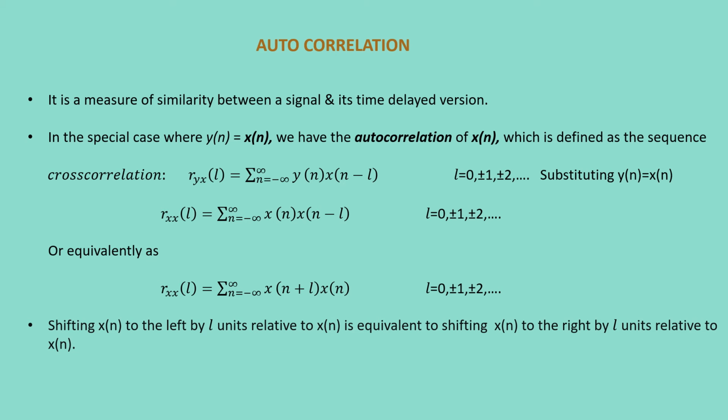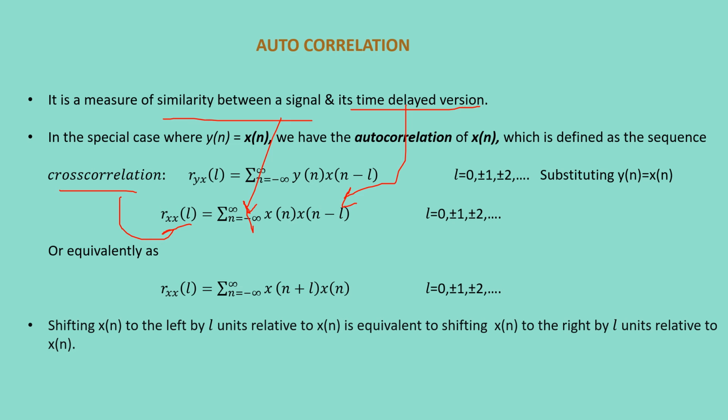Let us dive into another type of correlation, which is autocorrelation. It is a measure of similarity or coherence between a signal and its time delayed version, the time delayed version being x of n minus L and the signal being x of n. So putting y of n equal to x of n in the cross correlation equation gives the autocorrelation equation. Physically, signal autocorrelation indicates how the signal energy is distributed within the signal: where the signal energy is maximum, where it is minimum, and where it is in between. So in this type, the signal is correlated with itself.